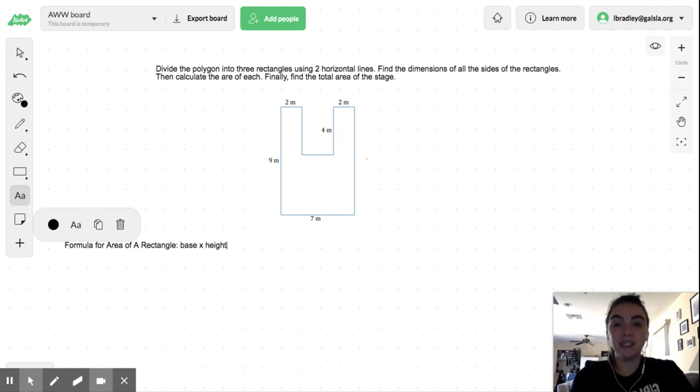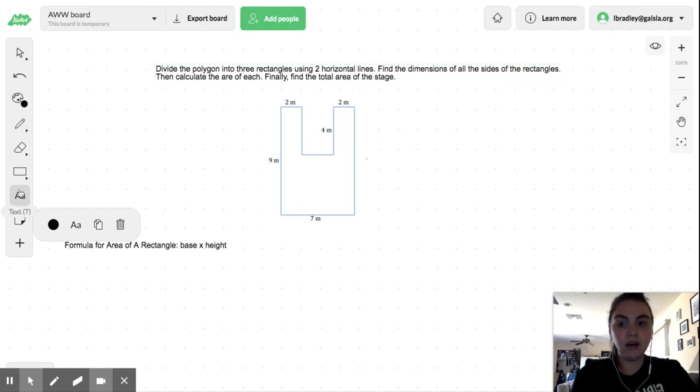You should be writing this one down in your math notebook. Pause the video when you need to do that so that way you have notes and you can go back and redo this, okay? So we're going to start by reading the problem. It says, divide the polygon into 3 rectangles using 2 horizontal lines. So let's do that first.